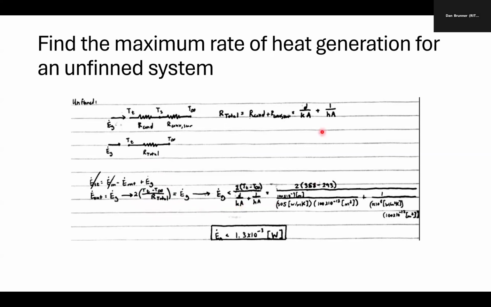And so then if we go through and substitute in our total resistance expression and plug in some of the numbers, we get that the maximum rate of heat generation must be no greater than about 1.3 milliwatts. So that part of the problem wasn't too difficult. It was pretty straightforward. It's just a simple thermal circuit and then just plugging in some values. So this was the easy part.